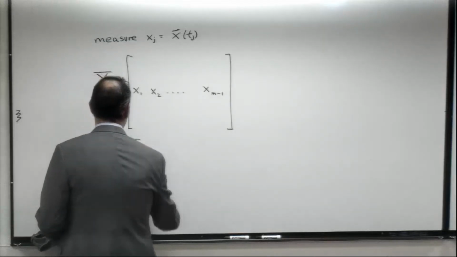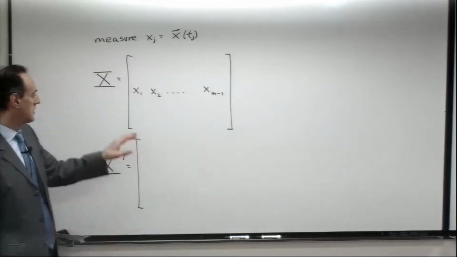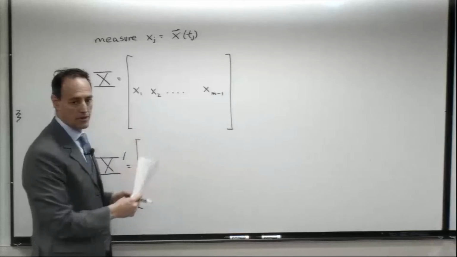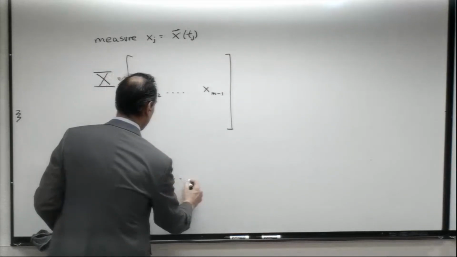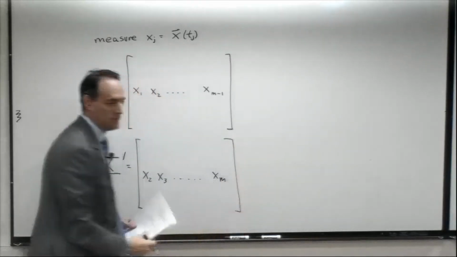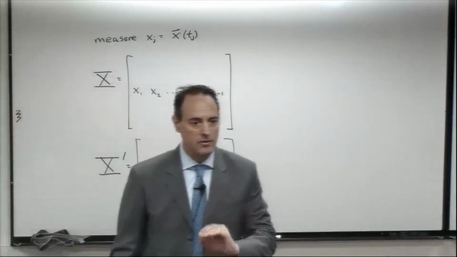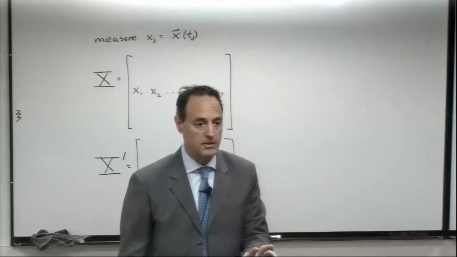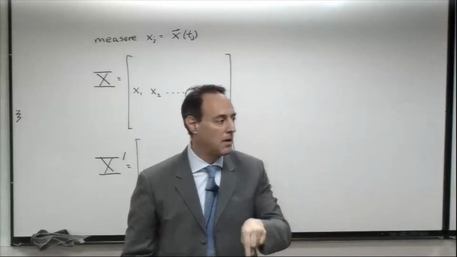X prime. And what this matrix is, it's going to look almost identical, except all the columns are going to be shifted over. So I'm going to start the first column with x2, x3, all the way to x of m. This is a purely data-driven way to get this system. All I got to do is take measurements. I don't know what the dynamics are. I'm just going to record and build a model.